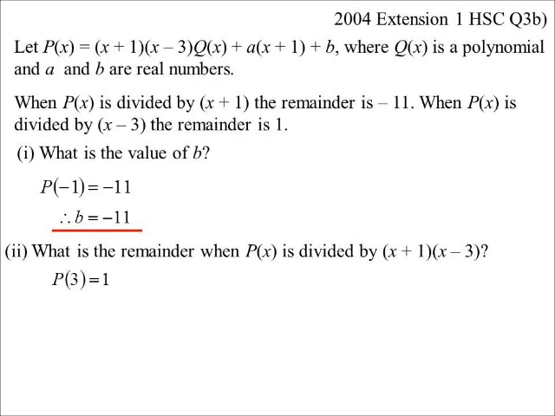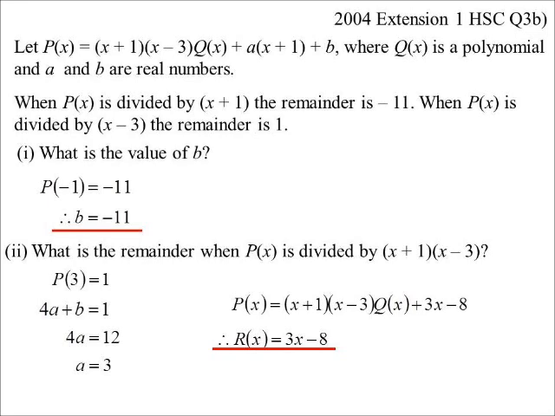Let's substitute that in. The first bit's going to disappear because of 3 minus 3. We'll get 4a + b = 1. We worked out b was -11. So 4a is 12, a is 3. So our remainder must be 3x - 8.